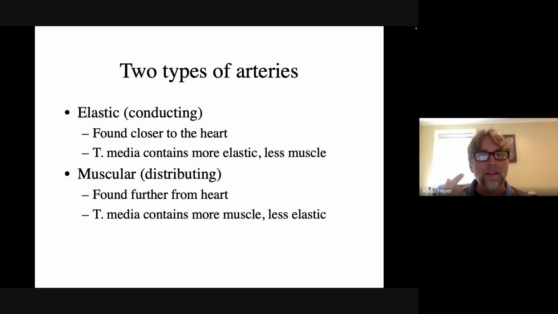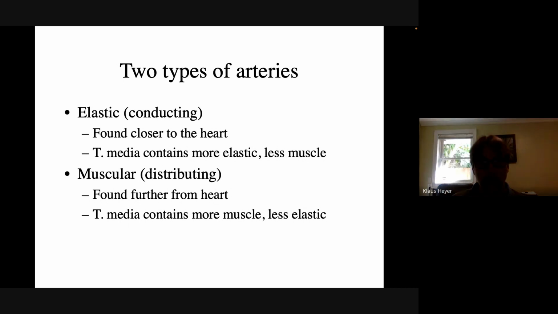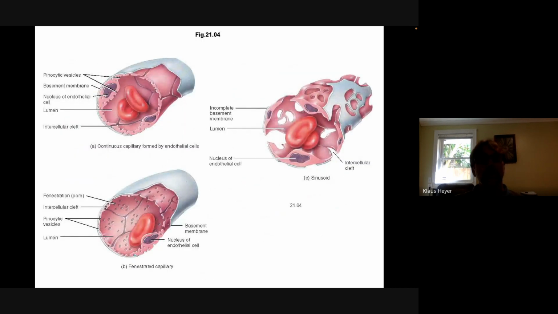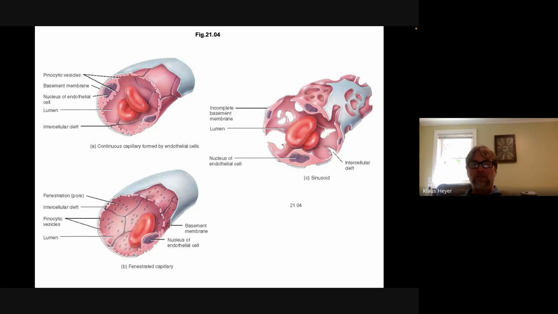Just think about it. Elastic arteries are going to be close to the heart because the blood is surging into them. They need to be elastic. You can't have a lot of muscle in those arteries because you don't want to constrict them. So further away from the heart, have muscle. Closer to the heart, more elastic. The 3 types of capillaries is another question. And I think we're going to take a break at this point after I talk about these types of capillaries.